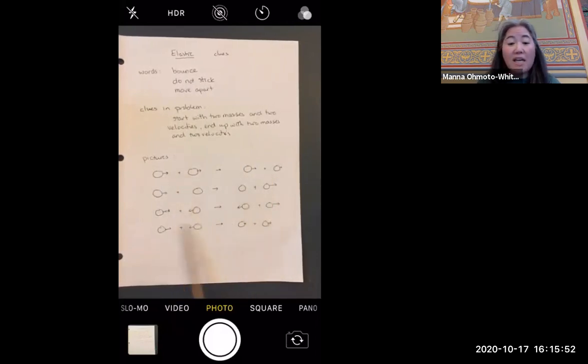Each object has its own arrow if it has an arrow. So nothing's stuck together. There's not one arrow that applies to both. You have a velocity and a mass for each object.